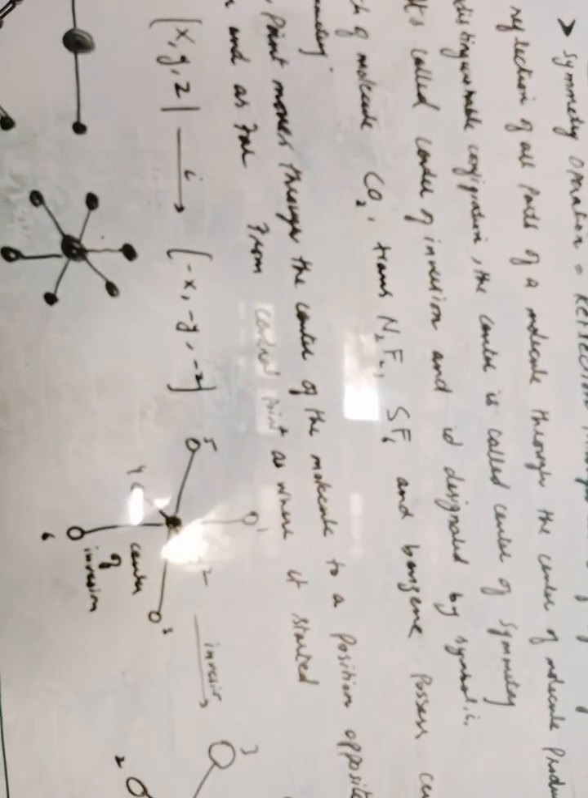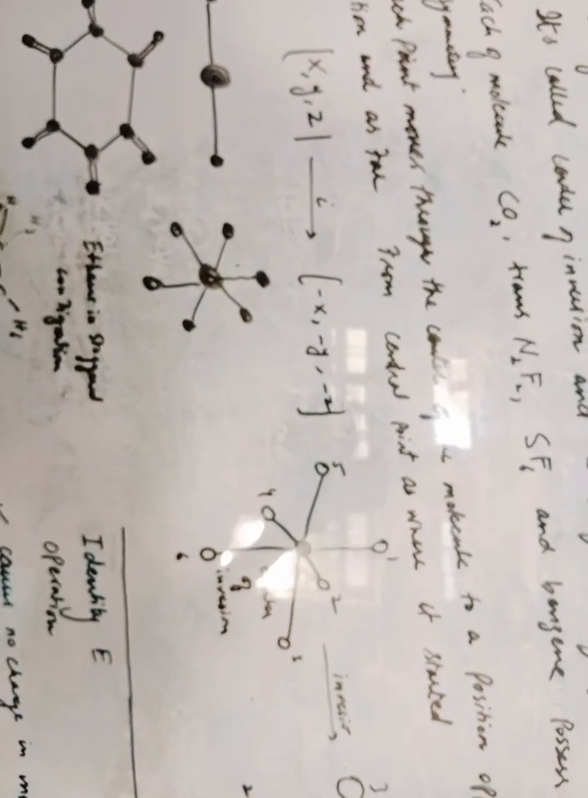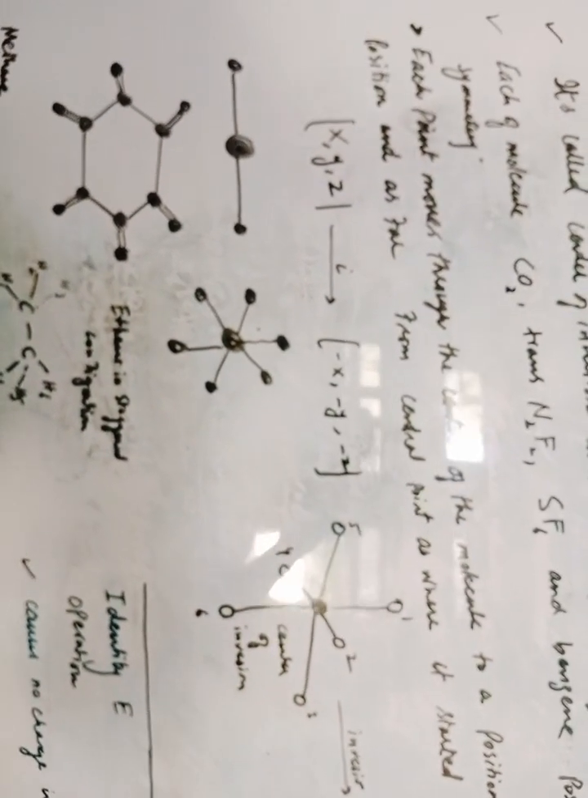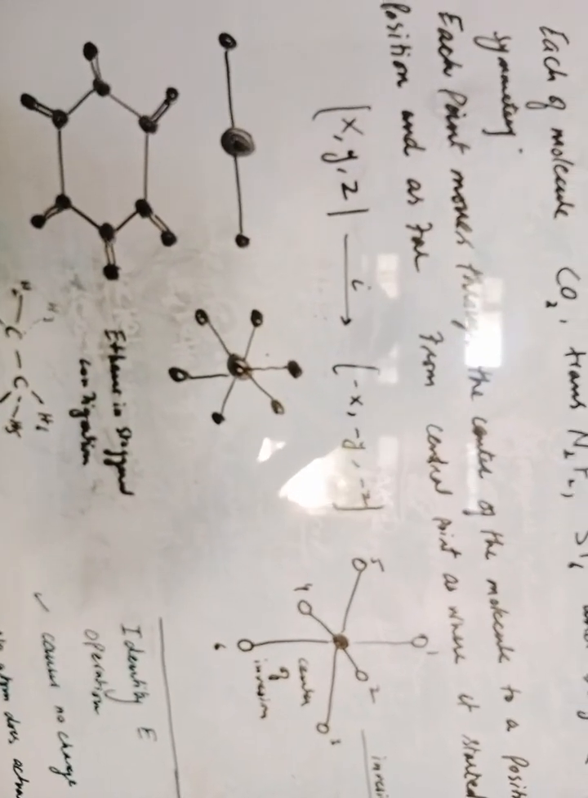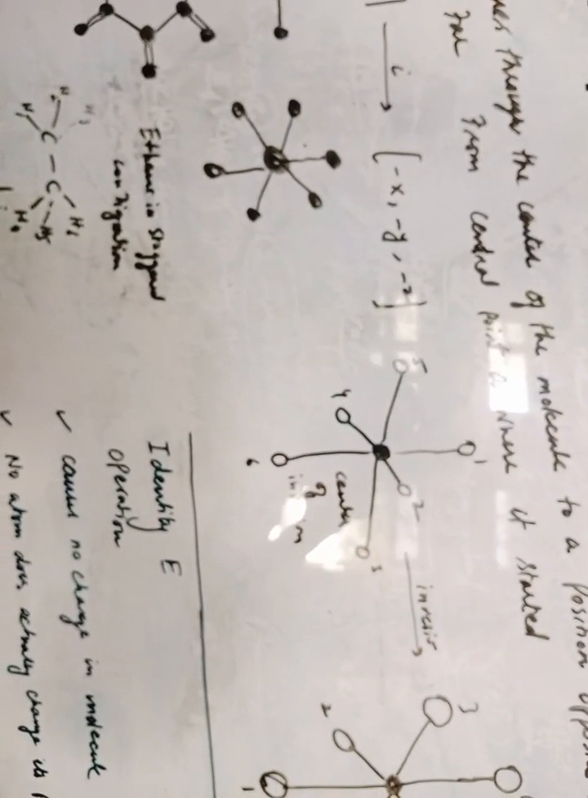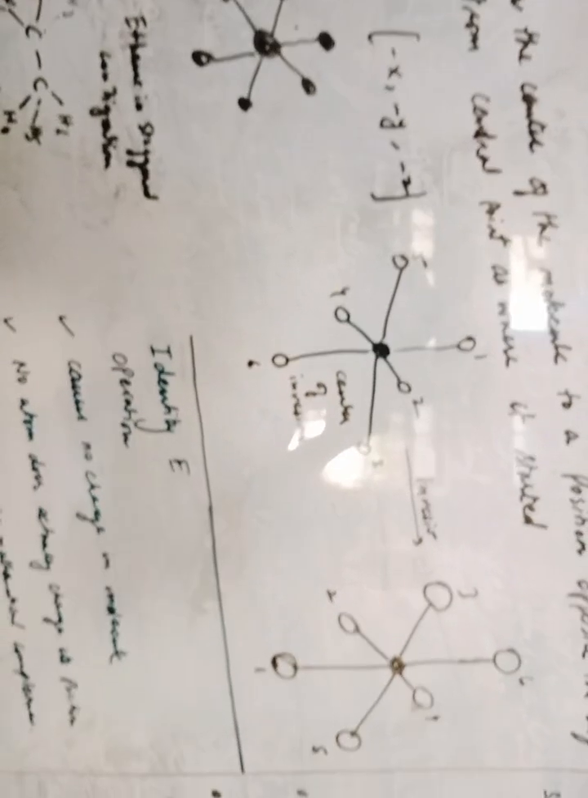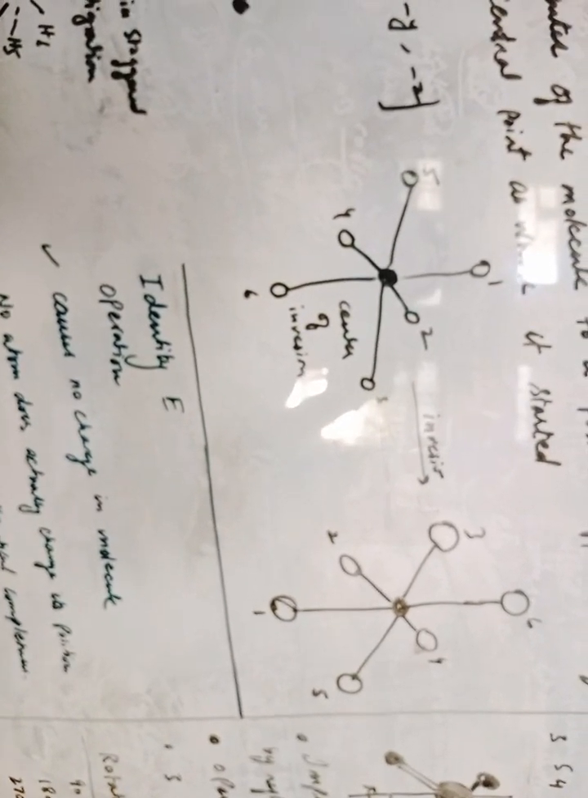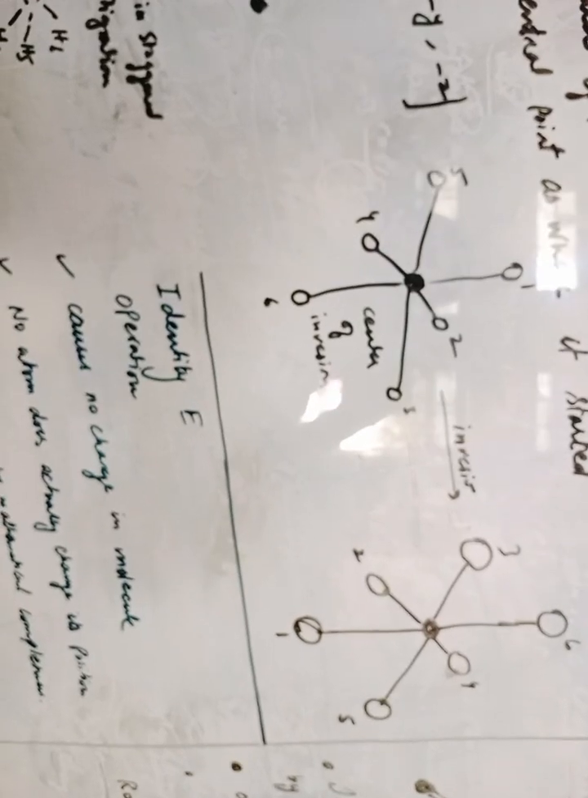Each of the molecules carbon dioxide, trans N2F4, SF6, and benzene possesses a center of symmetry. Each point moves through the center of the molecule to a position opposite the original position, as far from the center point as where it started. As you can see here, x, y, z, when inverted, take the negative sign as they change position. After inversion, they have different positions of the molecules attached to this center of symmetry.